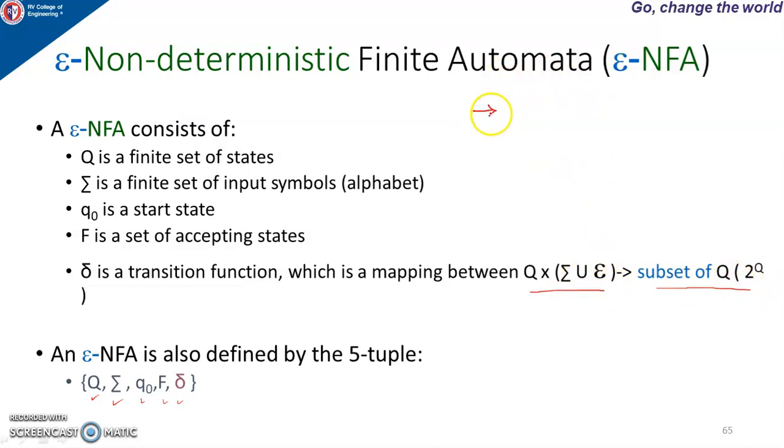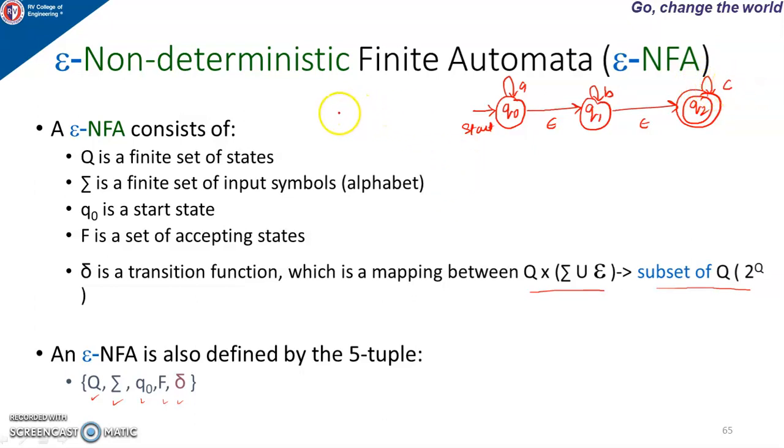For example, say this is a null NFA. I have a state Q naught, then Q1 and Q2, where Q2 is the final state and Q naught is the start state. For input A, the machine remains in the same state. If I give epsilon, the machine moves from Q naught to Q1. Again epsilon, the machine moves from Q1 to Q2. For input B, on Q1 it remains in the same state. For input C, it remains in the same state. So this is the transition graph for a null NFA.